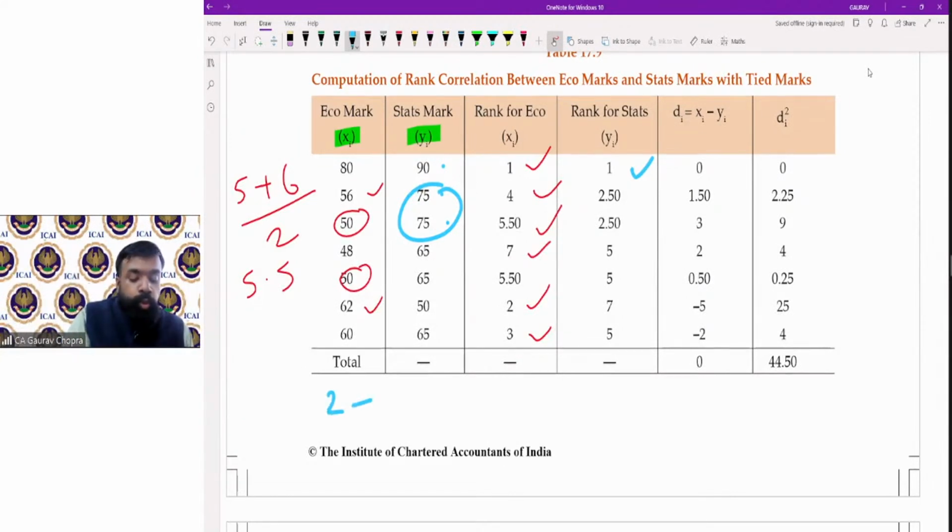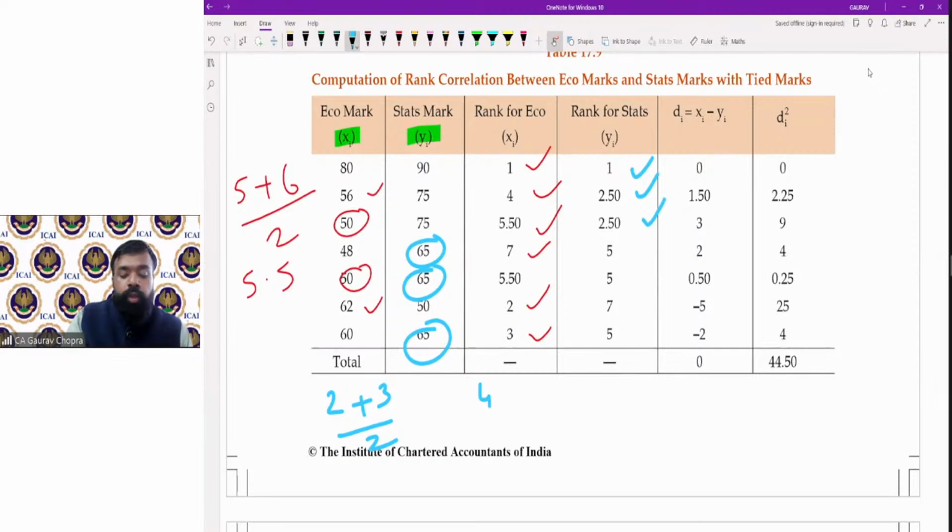So 2 plus 3 divided by 2. What is the average? Average is 2.5. Okay. So second and third rank is gone. Next is fourth rank. Fourth is 65 and 65 is coming 3 times. 65 is repeating 3 times, so this time 3 ranks will tie.